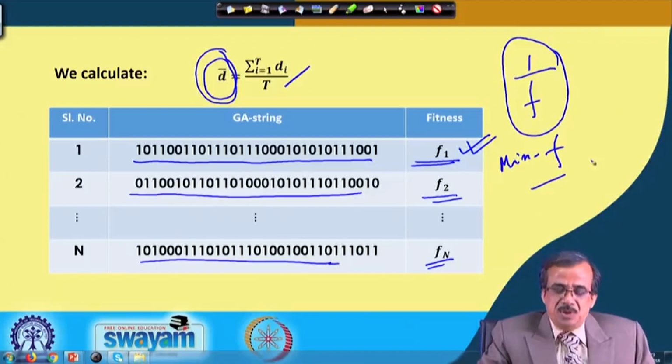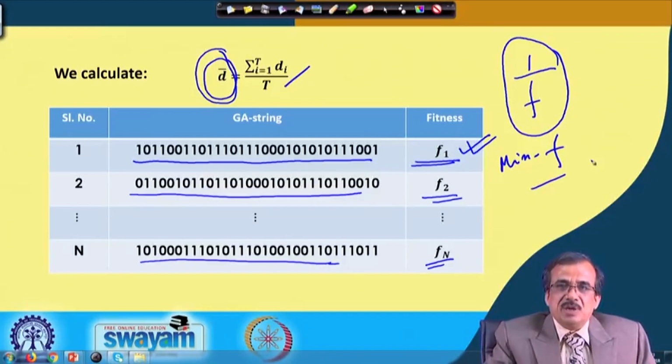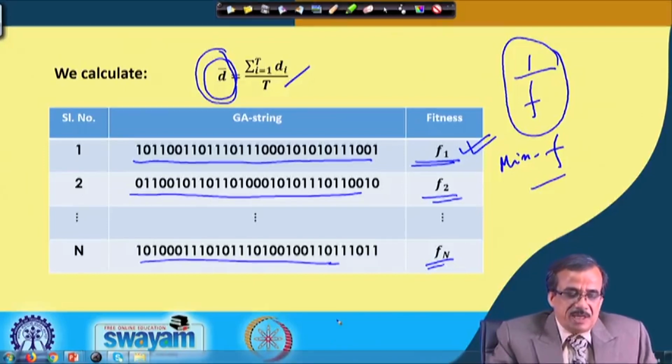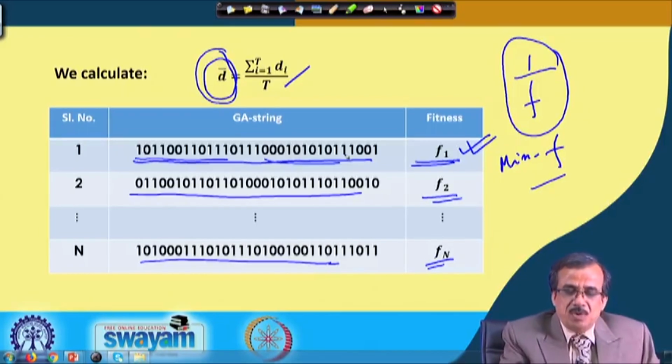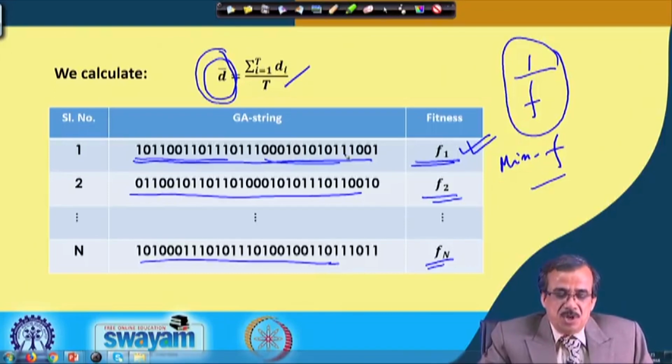Now, we are going to use the operators like reproduction, crossover and mutation. Through a large number of iterations, we will try to find out the optimal knowledge base of the fuzzy logic controller. That means the optimal database and rule base for the fuzzy logic controller, so that this particular fuzzy logic controller can predict the output for a set of inputs as accurately as possible. Thank you.